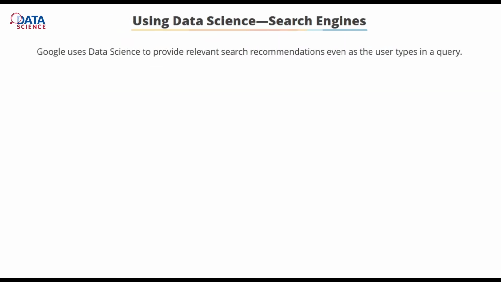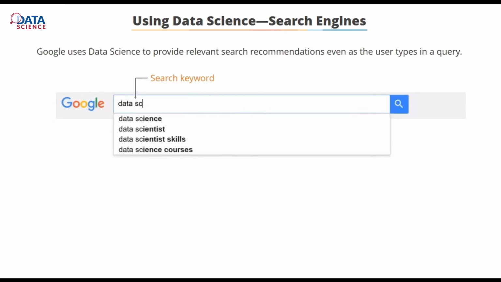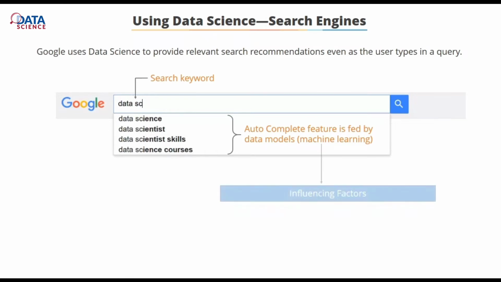Let's now look at something that we use every day, Google's search engine. Google's search engine has the most unique search algorithm, which allows machine learning models to provide relevant search recommendations, even as the user types in his or her query. This feature is called autocomplete. It is an excellent example of how powerful machine learning can be. There are several factors that influence this feature.